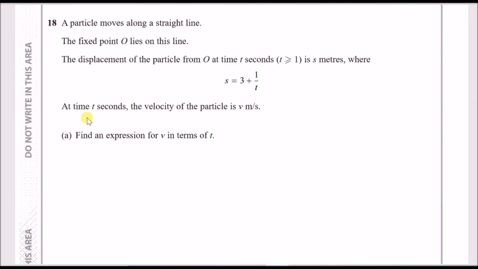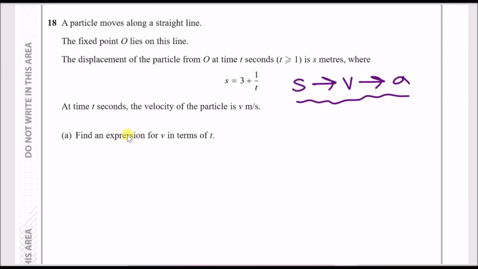At time t seconds, the velocity of the particle is v meters per second. Find an expression for v in terms of t. Alright, for this kind of question, all you have to do is differentiate s and you get v. If you guys are not sure, this is the process: you have a displacement s. If you differentiate with respect to time, you get velocity. And if you differentiate velocity with respect to time, you get acceleration. This is like a typical physics model, but we use this in differentiation as well.